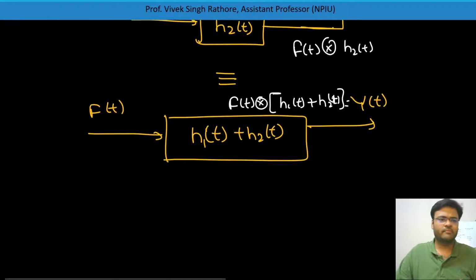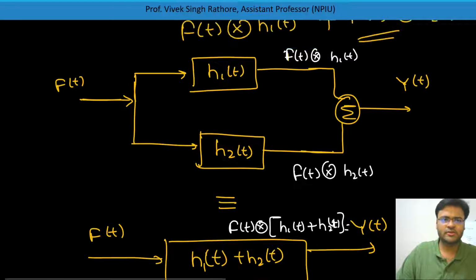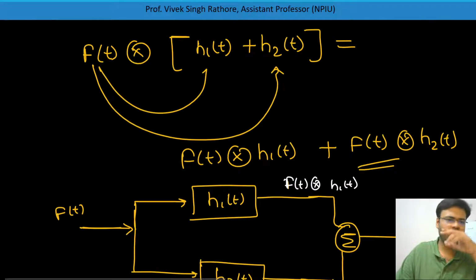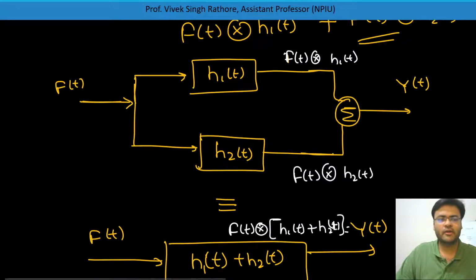By this property you can solve many block diagrams in control system also. You must have solved many: when two blocks are in parallel, we can add them. This is the reason we do it, because our LTI system follows the distributive property. The same is like the associative property, so we'll talk about the associative property also.